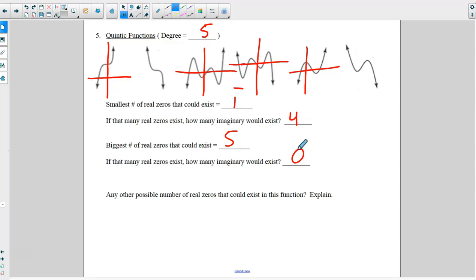Other way around. Yep. It can only be one of them, so it can only be 3 real and 2 imaginary. Imaginaries always come in pairs. You never have 1 imaginary or 3 imaginary or 5 imaginary. They always have to be an even amount.